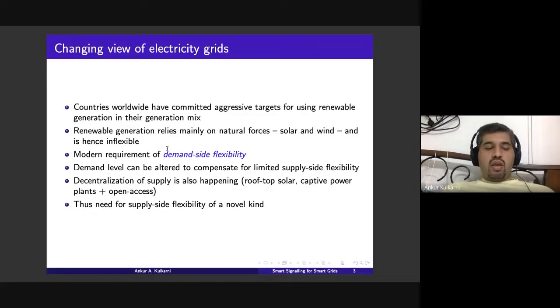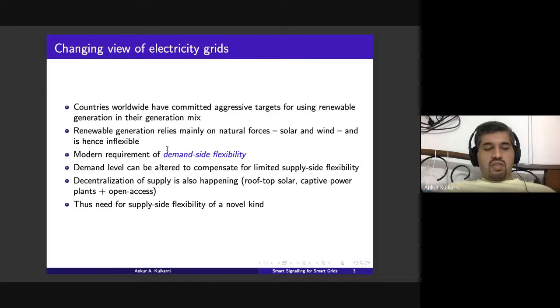In the new kind of democratization that has happened with the supply, people are installing rooftop solar, people are installing captive power plants, and then there is open access, which basically allows them to directly use the grid infrastructure to inject any generation that they produce. This kind of free for all has created a problem where supply is not only unpredictable, it is also uncontrollable, in the sense that you do not know how much people will actually inject into the grid.